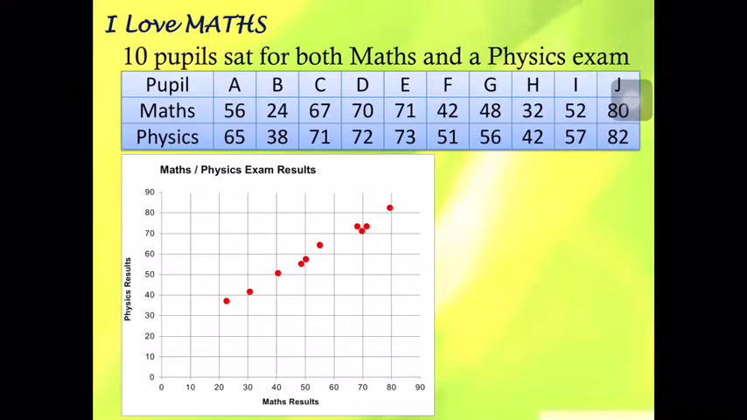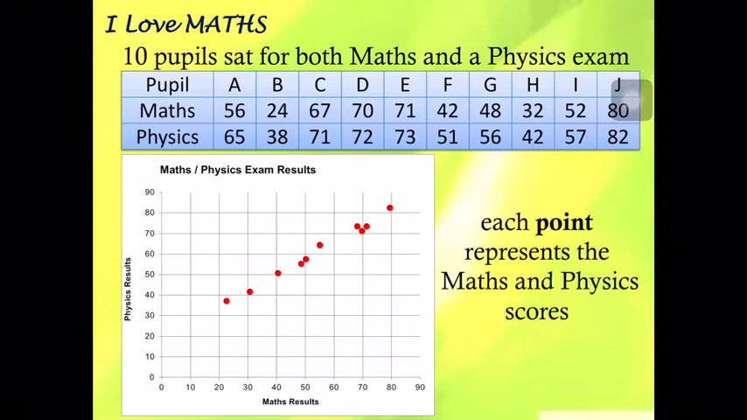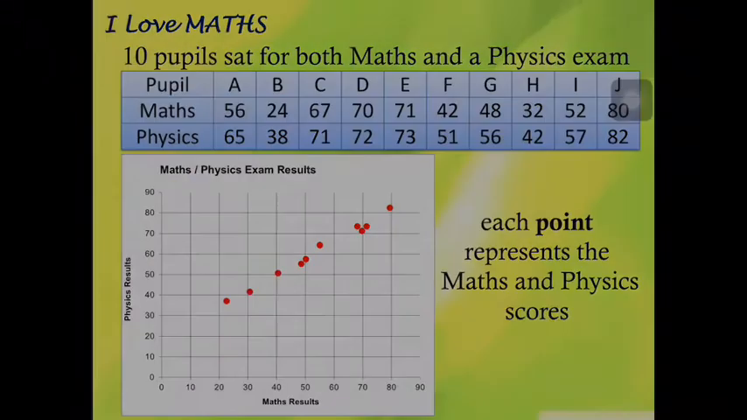Consider this example. This information shows 10 pupils who sat for both maths and physics exams. The x-axis pertains to the maths result, and the y-axis pertains to the physics result. We considered the scores in maths and physics as the x and y coordinates of the point, and plot the points A to J. Each point represents the maths and physics scores. This scatter diagram shows the relationship between the scores of the 10 students in the maths and physics exams, and that is what we call the correlation.